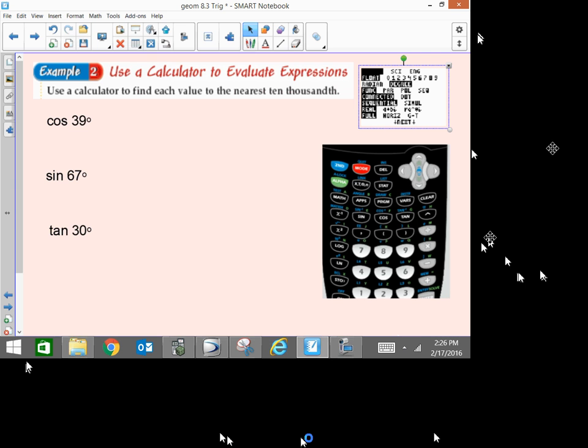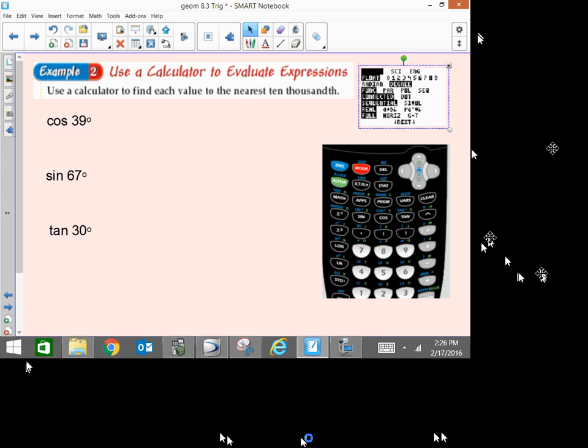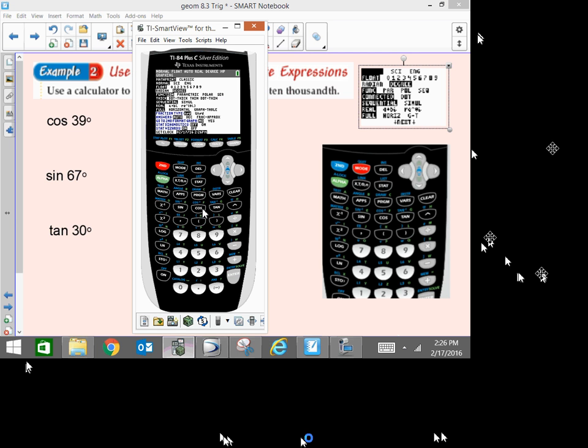If you do any gaming, does anybody do any gaming on their calculator anymore? Okay. Do you? Really? Okay. If you do, I forgot, did I turn this back on? How do you get out of this? Okay. Anytime you want to get out of something, you just do second quit, and then you're back to the home screen. Second quit. Okay. I still hardly know how.